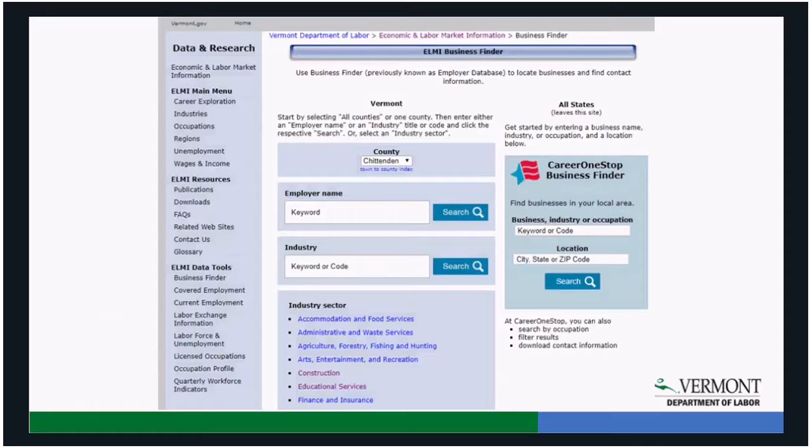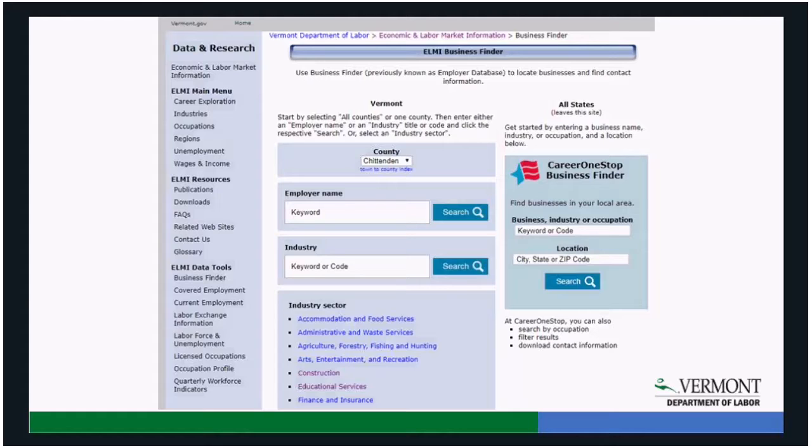And under this, you can choose a region, a county, and then search either by an employer name or by the type of industry and it will pull up information about every employer in the state. It'll give an estimate of how many people work there and what type of work they do.